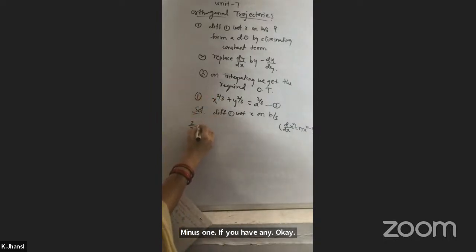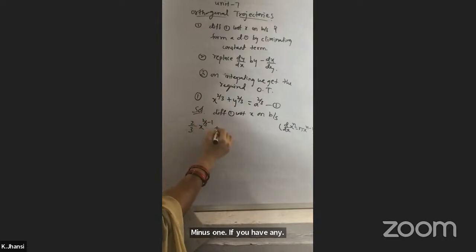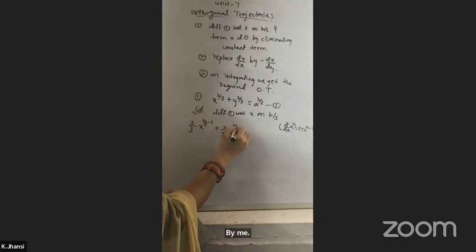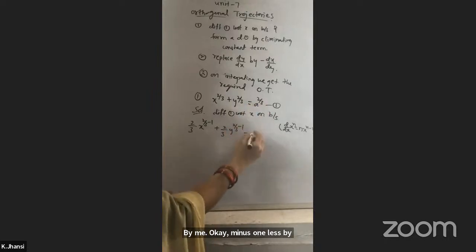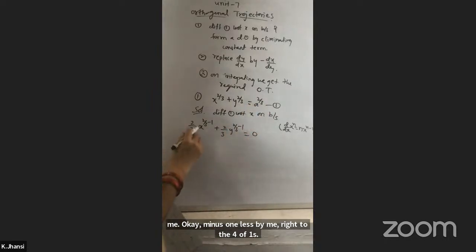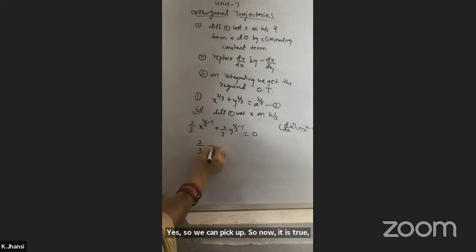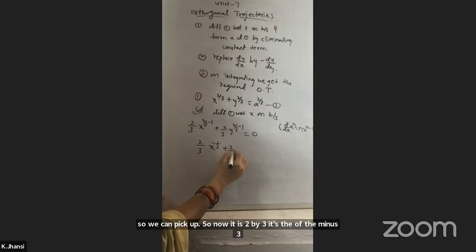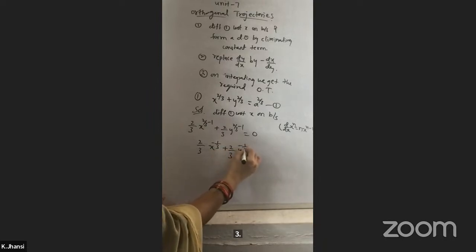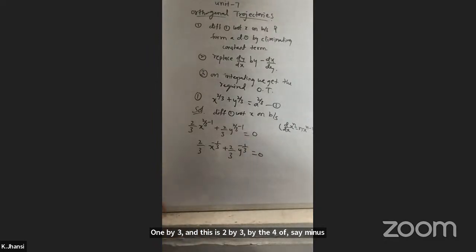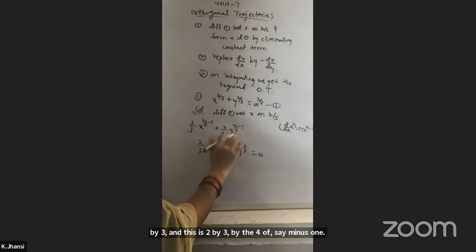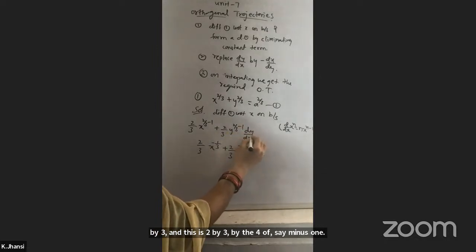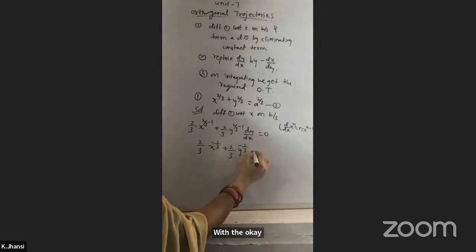So 2 by 3 x to the power of 2 by 3 minus 1 plus 2 by 3 y to the power of 2 by 3 minus 1. This a is the constant here, so it will become 0. Okay. So now it is 2 by 3 x to the power of minus 1 by 3, and this is 2 by 3 y to the power of the same minus 1 by 3 equals to 0. So here for y you will get dy by dx. No, we have forgotten this. With respect to y, it will get dy by dx here also.